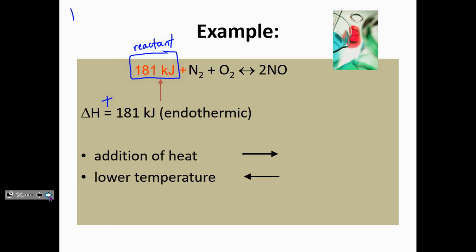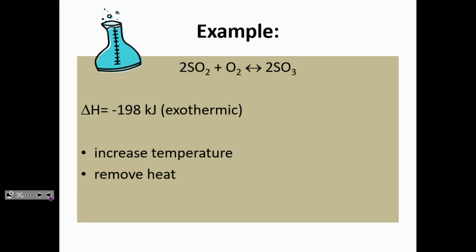So the key here is knowing which side of the reaction delta H is on. That's key. Endo's on the left, exo, heat is on the right. So here's an exothermic reaction. You'll notice that we have a negative delta H, which means it's going to go on the right side of the equation. So when we increase the temperature, we're adding more of this product. This is a product now.